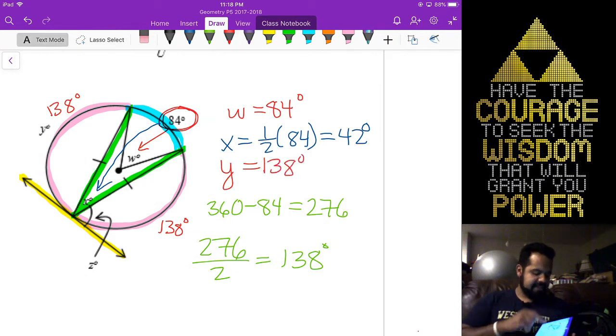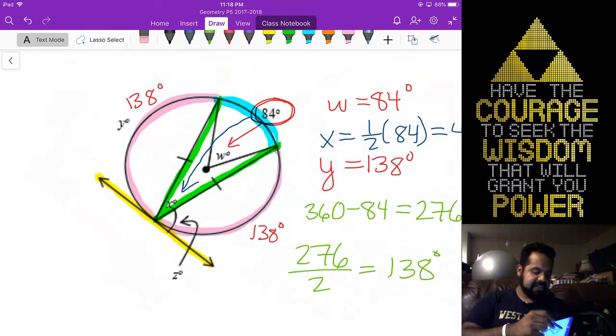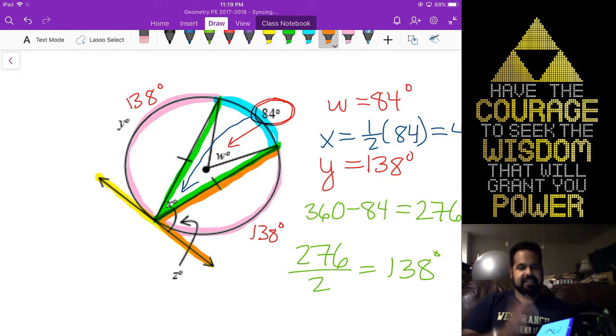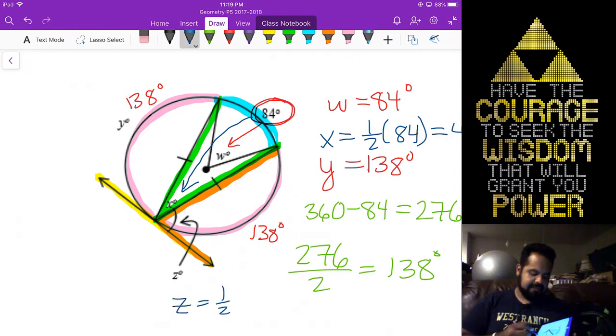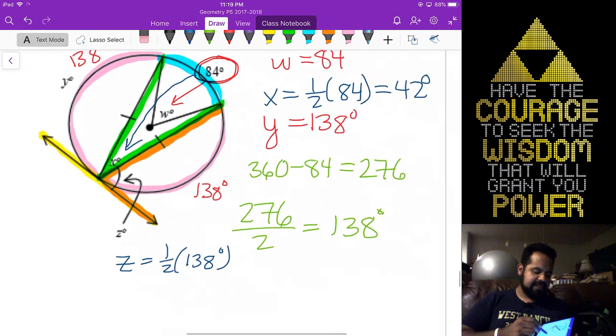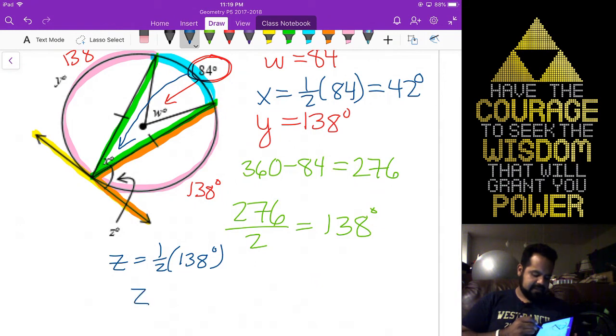Now, angle Z, even though it's kind of hard to see, is our angle formed from the intersection of the tangent lines and the chord. So angle Z will equal 1/2 of 138, and that should give us, let me try that again, 69 degrees. And there you have it.